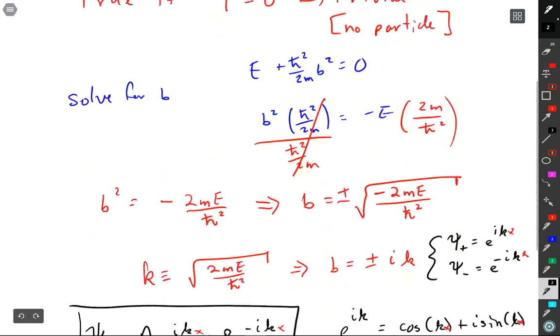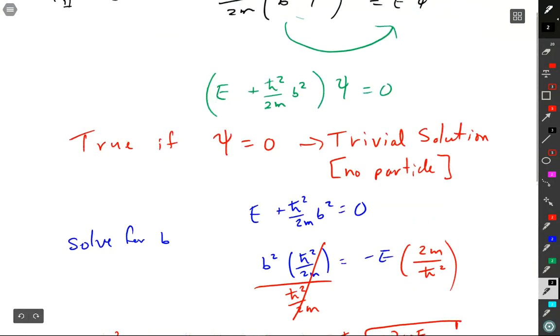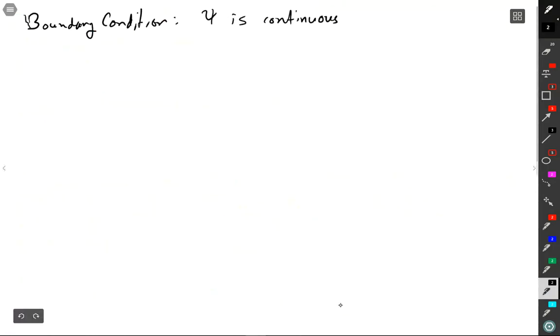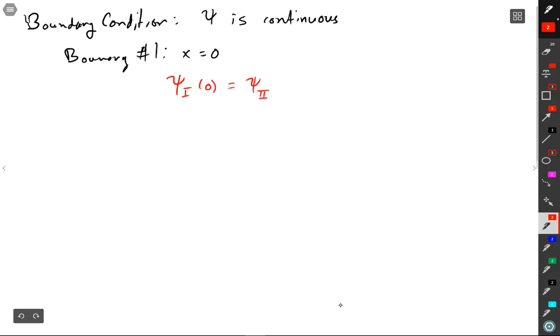And so those were the only places I have to worry about it. So I have two boundaries. Boundary number 1, x equals 0. So at x equals 0, I had psi in region 1 of 0 has to equal psi in region 2 of 0, because it's a boundary between psi 1 and psi 2. So what did we have for psi 1?